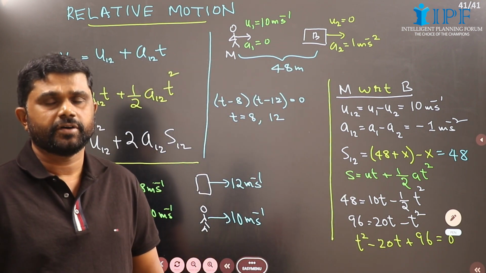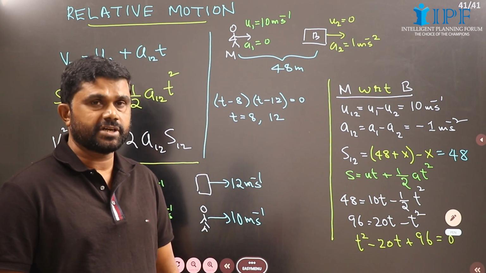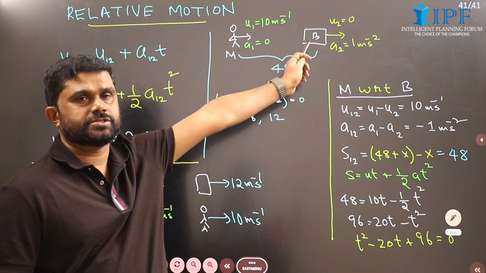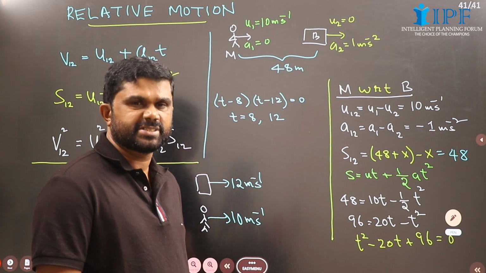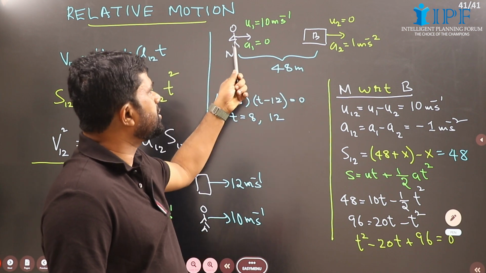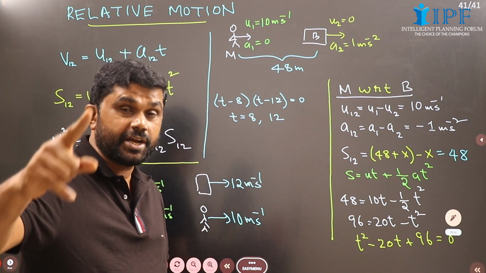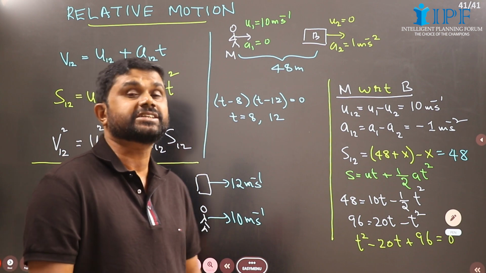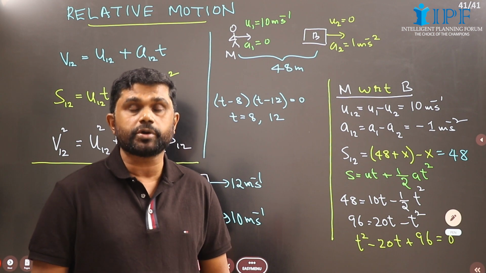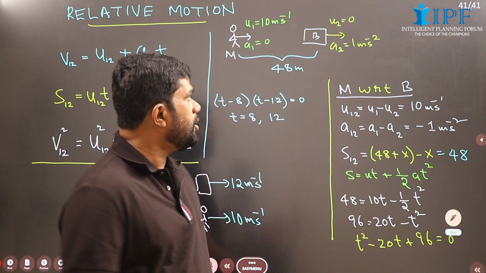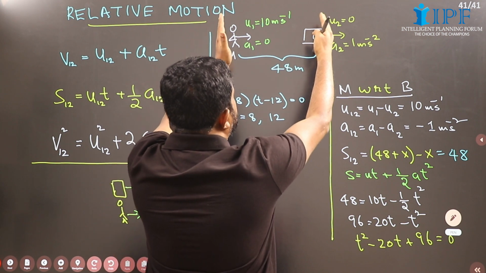Now we have an interesting example for the application of this relative motion. There is a bus which starts from rest and moves with a constant acceleration of 1 meter per second square. A man initially 48 meters behind the bus starts running at a constant speed of 10 meters per second to catch the bus. After what time will he be able to catch the bus? That is the question. Now, bus from here and man from here start simultaneously.